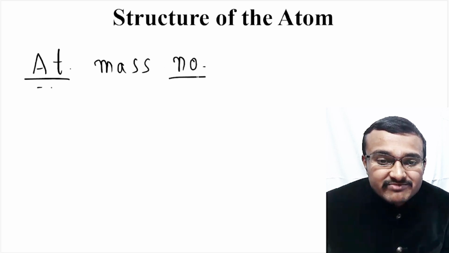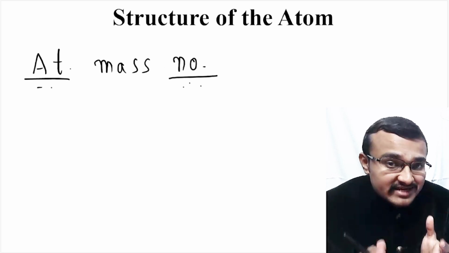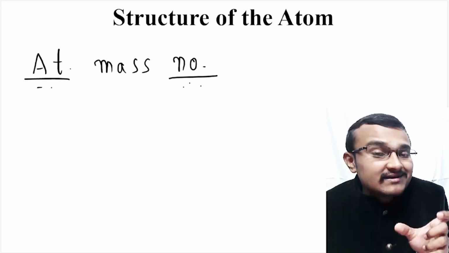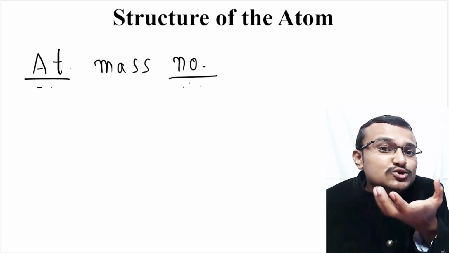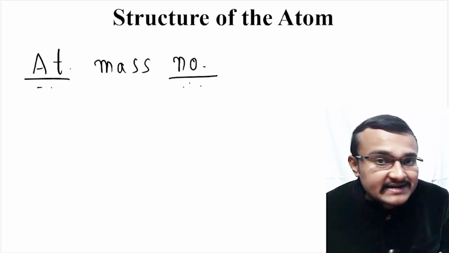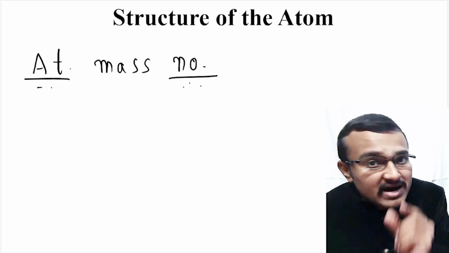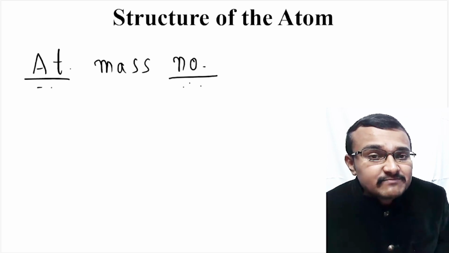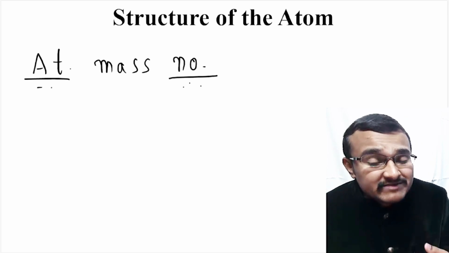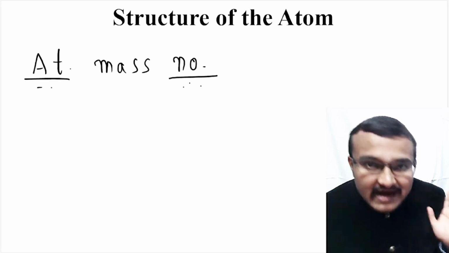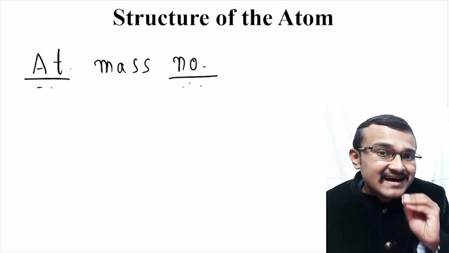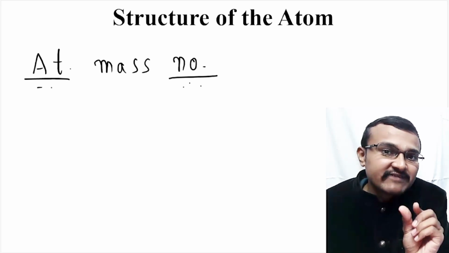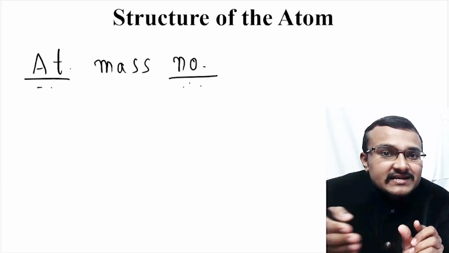So what do you mean by mass number? Roughly, if you want an idea about atomic mass number, it is the total mass of a particular atom. That is why it is known as atomic mass. So how do we calculate the mass of an atom? I have explained this in previous videos while discussing atomic mass, where the carbon-12 isotope of carbon is considered as the reference element. Based on that value, other elements got their atomic mass unit.